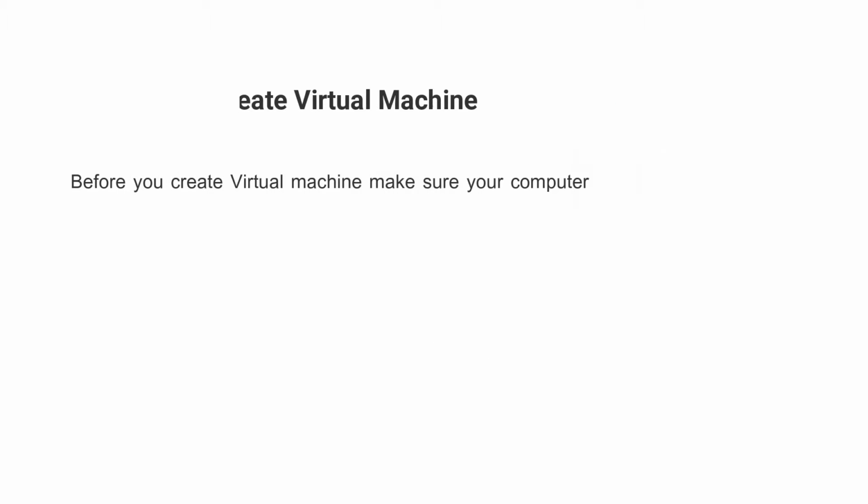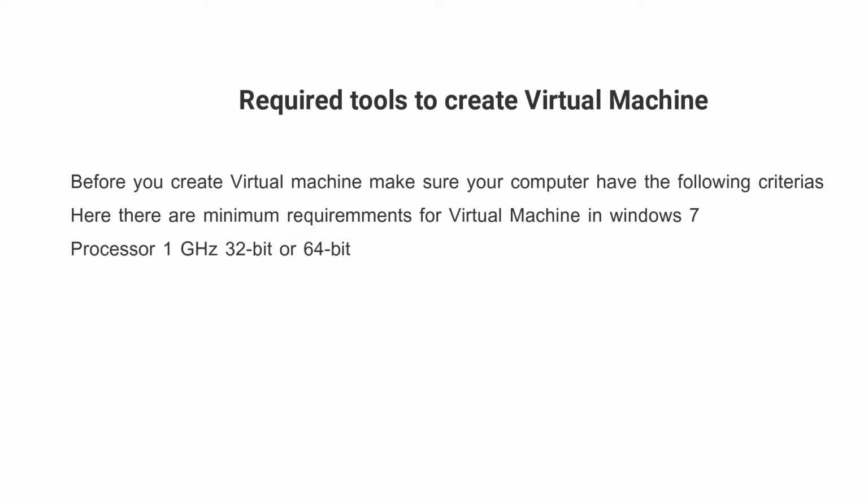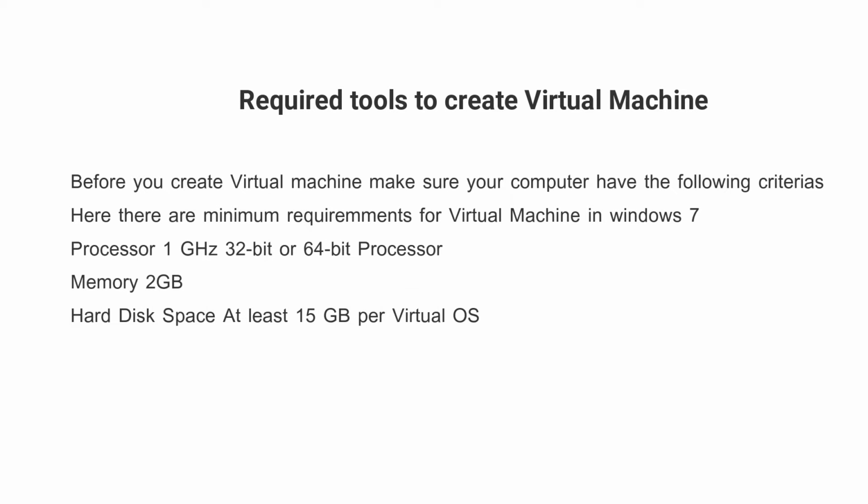Required tools to create a virtual machine. Before you create a virtual machine, make sure your computer meets the following criteria. Here are the minimum requirements for a virtual machine in Windows 7. Processor: 1 GHz 32-bit or 64-bit processor. Memory: 2 GB. Hard disk space: at least 15 GB per virtual OS.